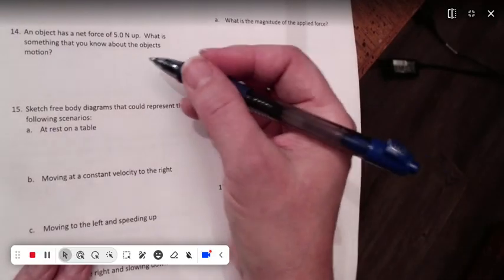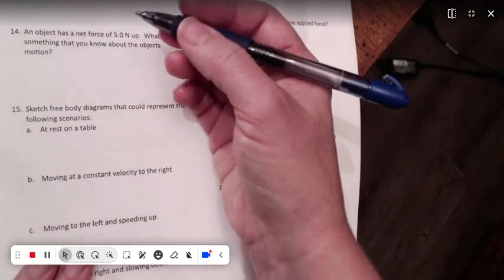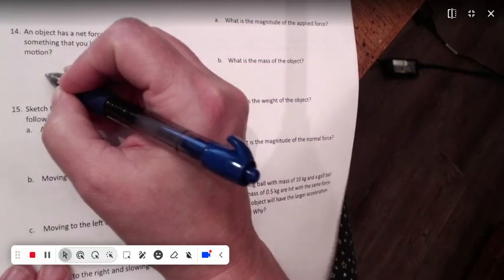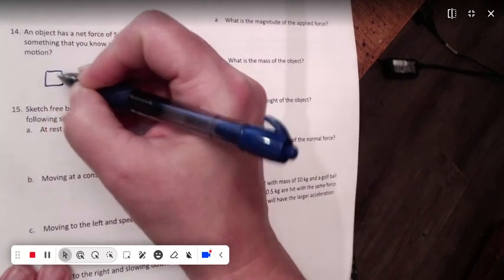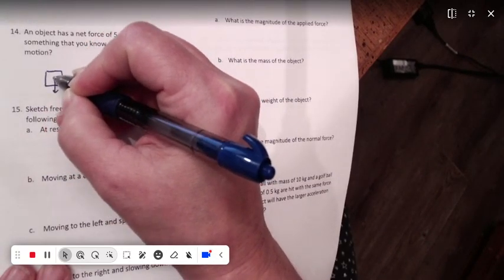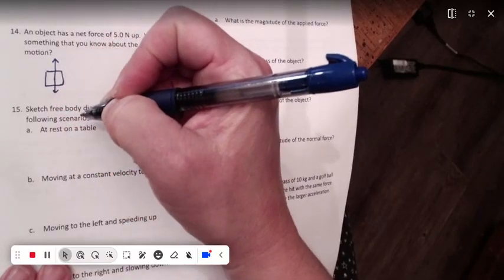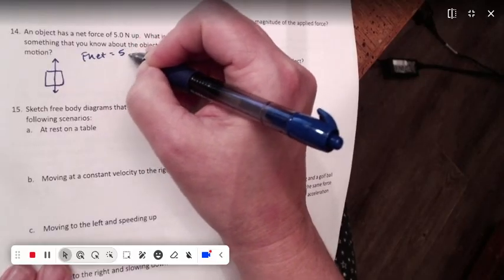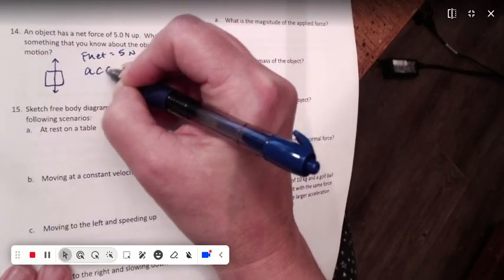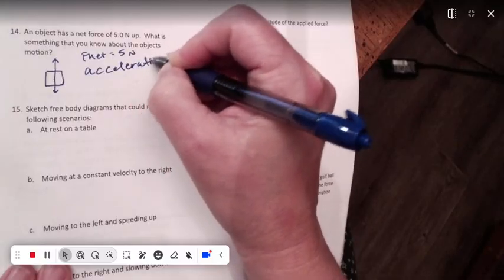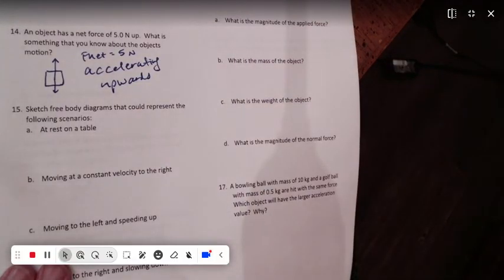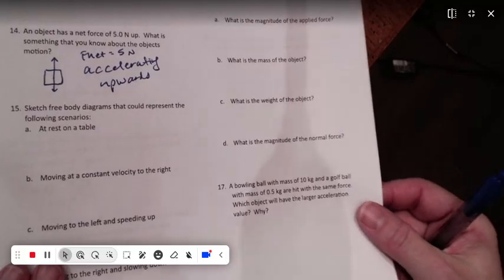So, an object has a net force of 5 newtons up. What is something that you know about the object's motion? So I don't know the forces acting on this object exactly, but I know that I've got a larger force in the upward direction because that's where my net force is, and so I know my object has to be accelerating upwards because net force and acceleration go in the same direction because they're linked through Newton's second law.